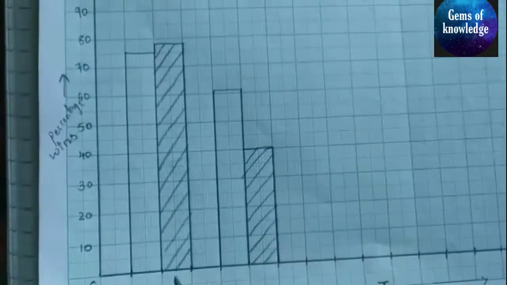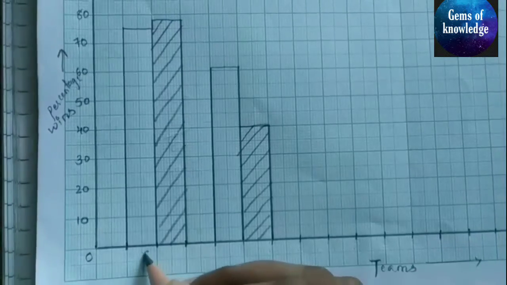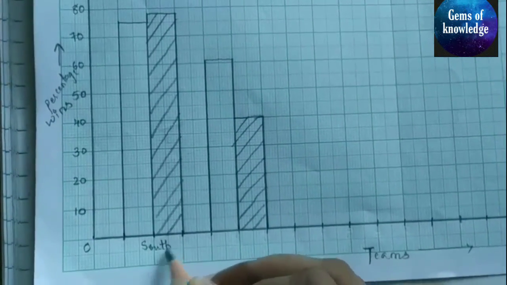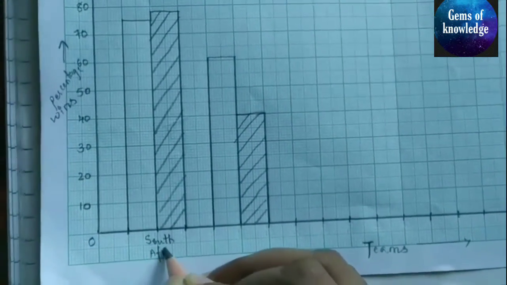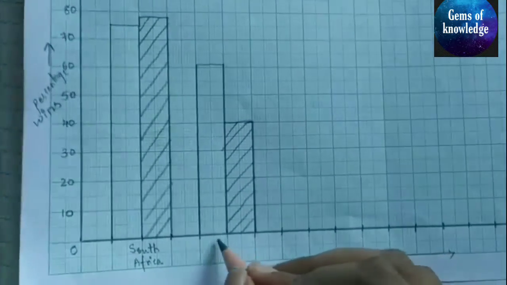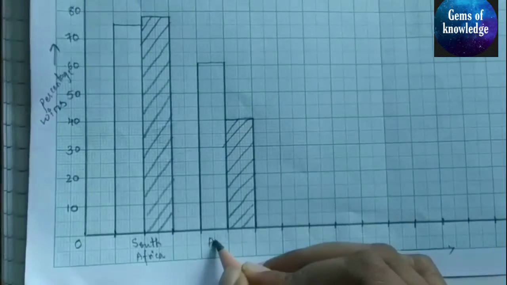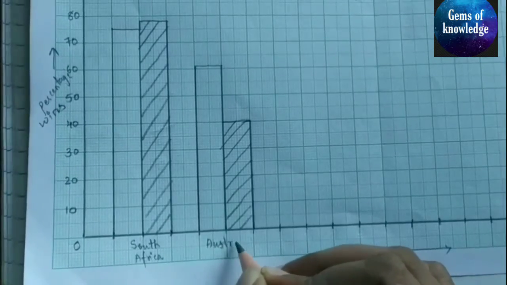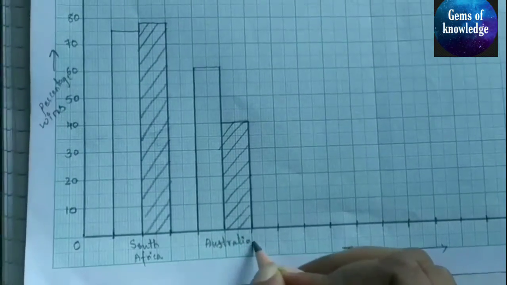Let us write here: the first team was South Africa, and the second team was Australia. Now let us move towards the third team.